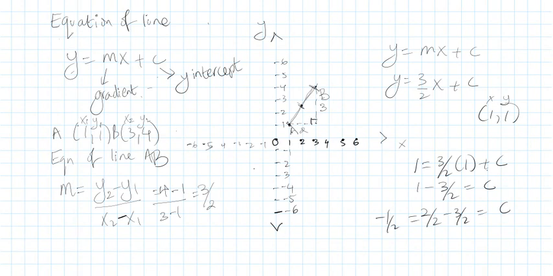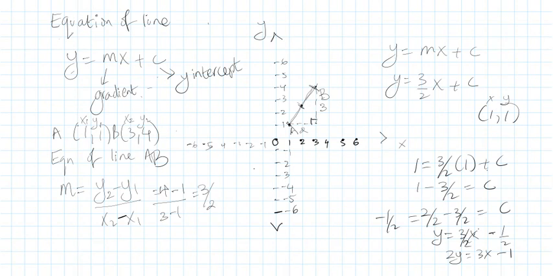So I now have the c and I have the gradient which we calculated before. So I rewrite the equation as y is equal to 3 over 2 x minus half. And if we don't want to have fractions in our answer, we can multiply the whole equation by 2, so we get 2y is equal to 3x minus 1.